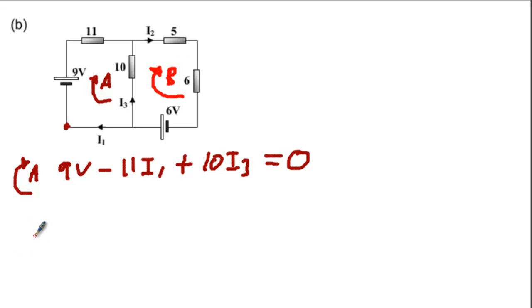Okay, loop B. Okay, we can start over here, little to big. Okay, we're going to gain. We can start over here. Okay, we're going to gain 6 volts as we go across that, so that's plus 6. Okay, we're going to walk in the same direction as our current, so we're going to go minus 10I3.